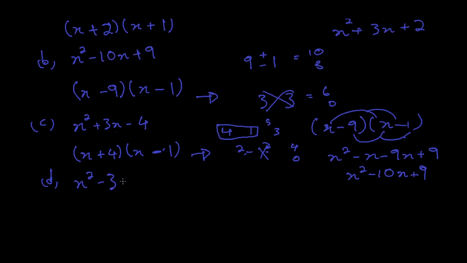So say minus 3x minus 4. Okay? So you're going to open up two brackets because I want to drill the concept of assigning the signs here. So it's 4 and 1.